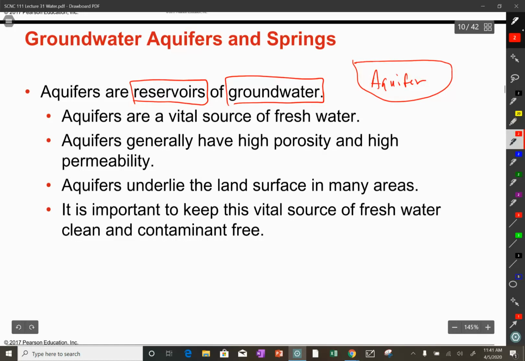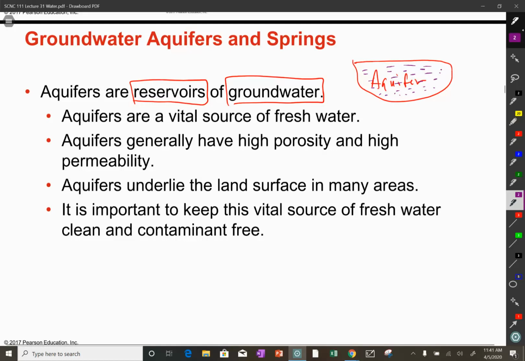This aquifer is porous, permeable soil. So we have lots of soil in here, but all of the pores are filled with water. So you can't swim in an aquifer, right? It's a reservoir, but you can't swim in it. It's soil that is saturated.